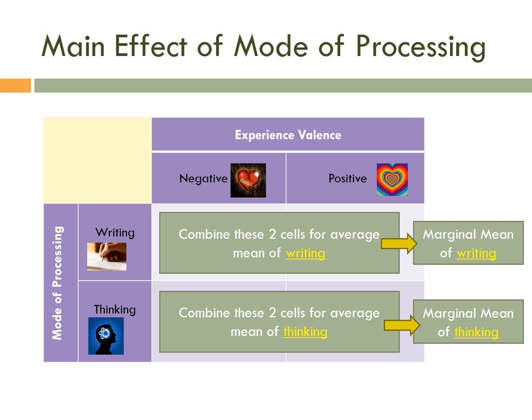And then the same thing for thinking. We don't care whether they were thinking about a negative or a positive experience, just if they were thinking about an experience, we're going to average those participants together and get the marginal mean of thinking. We then compare the marginal mean of writing versus the marginal mean of thinking, and if those two averaged scores, the well-being for those who wrote versus those who thought, are different, then we have a significant main effect of mode of processing.